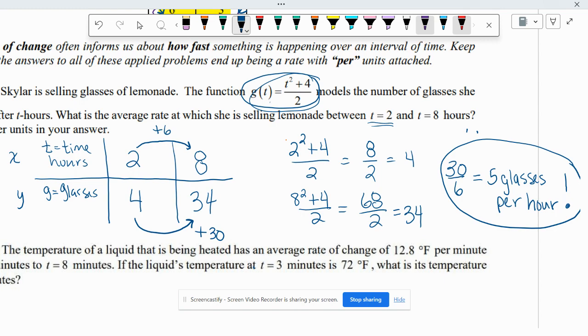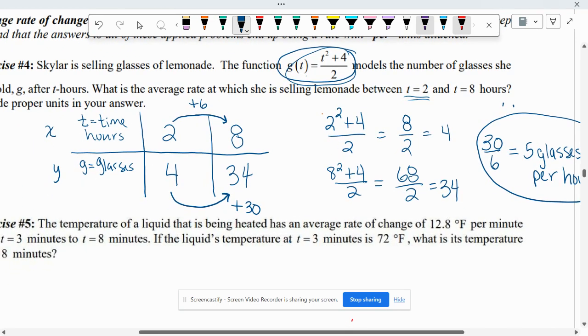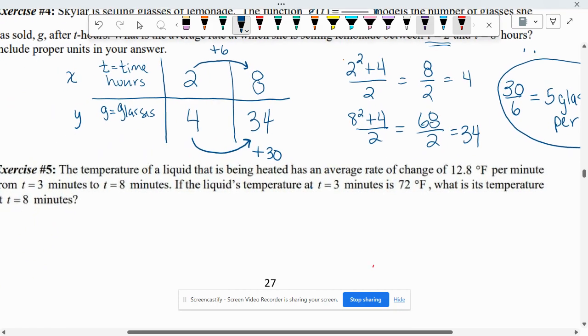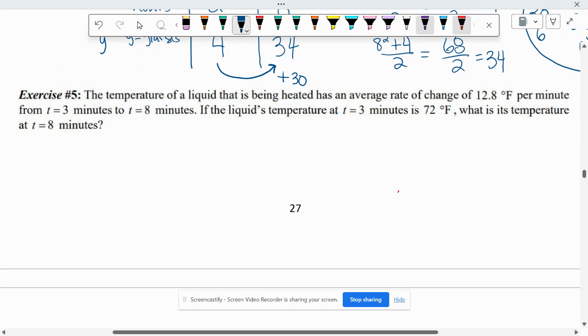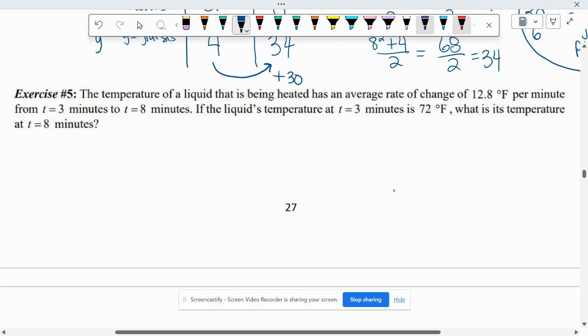Number 5, I think, is weird. If I gave you filled out notes, I do not like the way that number 5 is filled out in the notes. So I just don't care for that method. Let's talk about it.